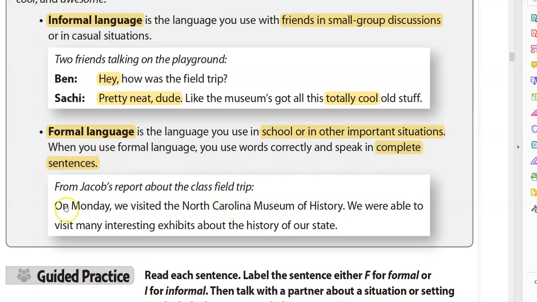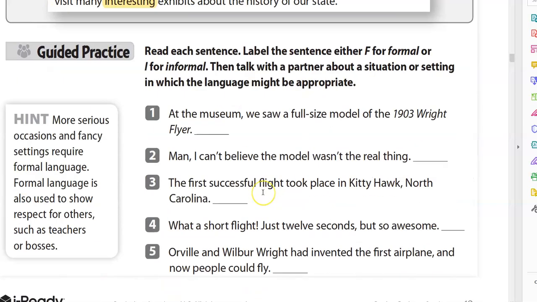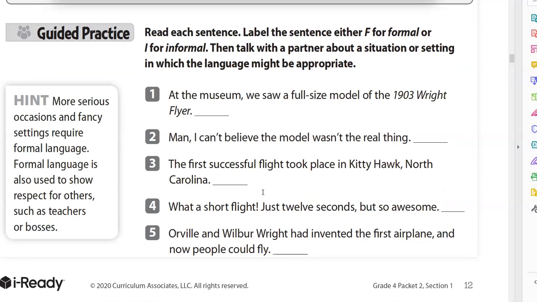Also, I noticed that instead of using the word cool or awesome here, it says we were able to visit many interesting exhibits. So they used formal language. They used the word interesting instead of saying we were able to visit many cool exhibits or many awesome exhibits. They used formal language, interesting exhibits. So now that we know the difference between informal and formal language, let's go down to the guided practice. We're going to do this together.